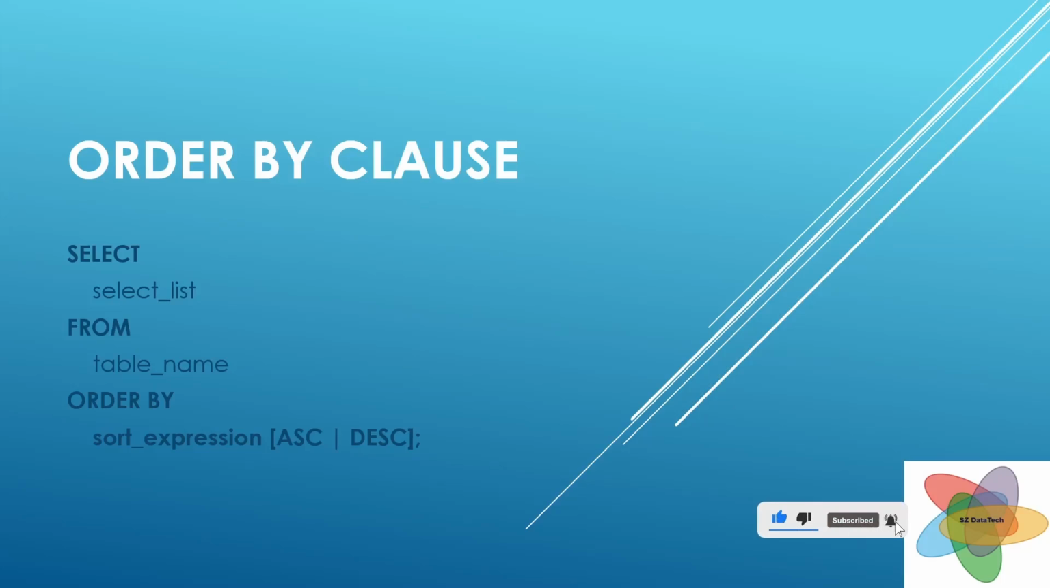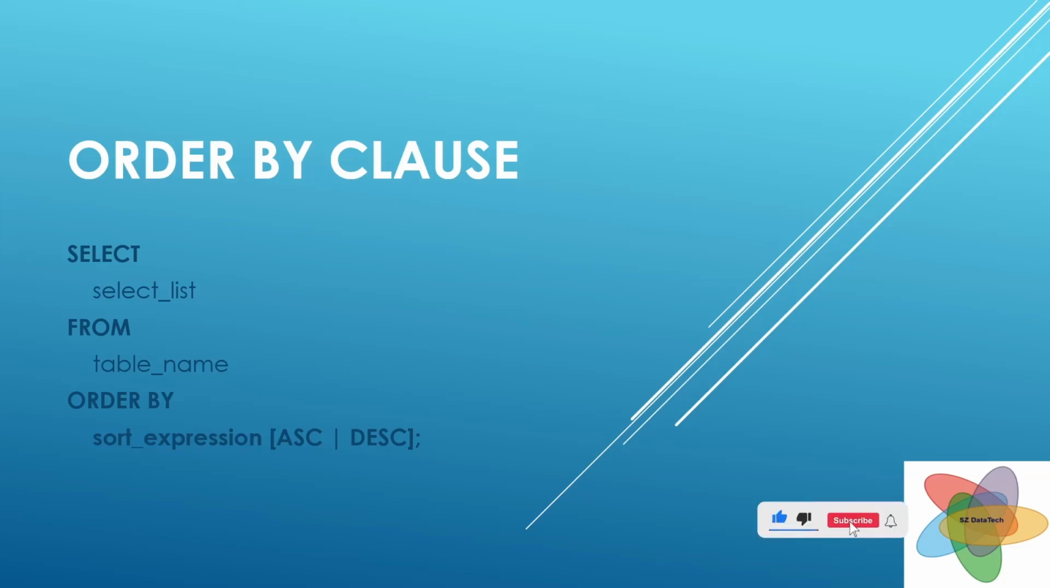In this video, we are going to discuss the DQL SELECT statement with the ORDER BY clause. The ORDER BY clause allows you to sort the rows returned by the SELECT clause, and we can sort one or more expressions in ascending or descending order.